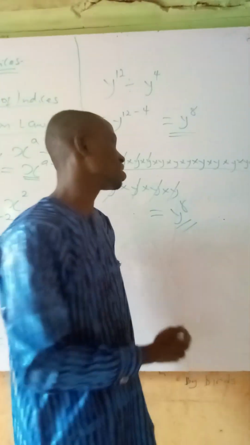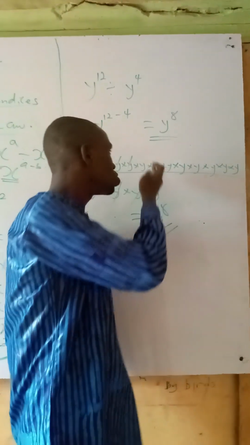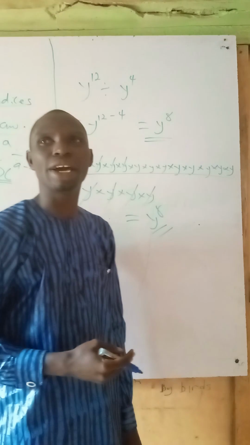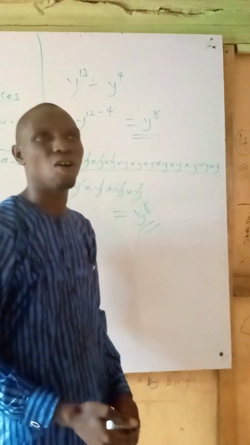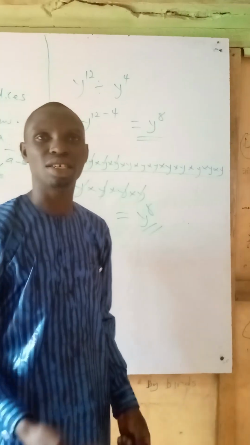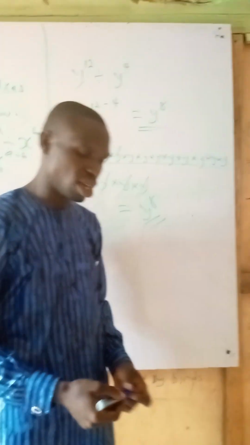I want you to know that it will not always be easy to use this other method when you have instances where your y is raised to power of 50, 60, 70, as I've always said.